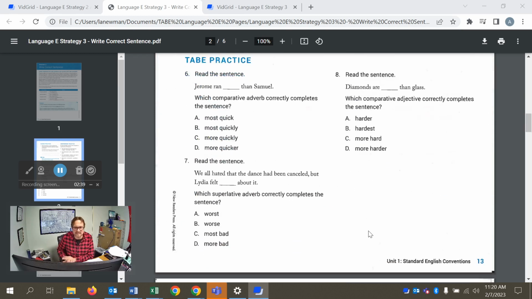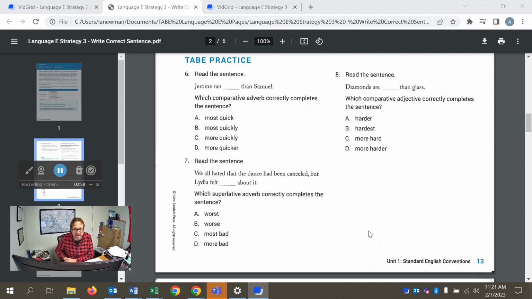Okay, 6 is more quickly. Jerome ran more quickly than Samuel. Quicker would work in a pinch, but not with more or most in front of it. So more quickly is the only one that works here.